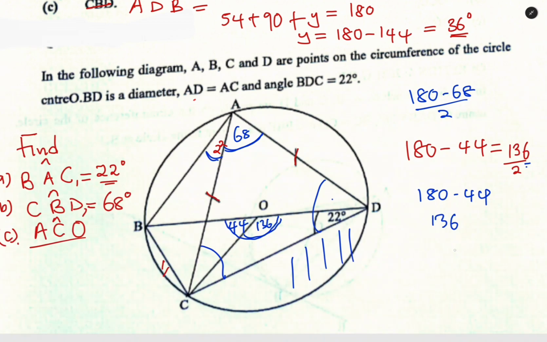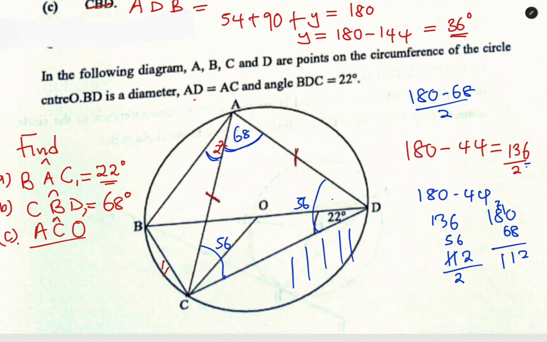180 minus 68, what is it giving us? This one is going to give us, is it 112? Yeah, should be able to give us 112. Let me see, 180 minus 68, it's giving us 112. So 112 divided by 2 is 56. So the whole of this one is 56, and also this one is 56.